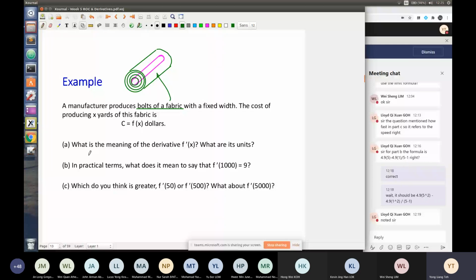So hence, what is the meaning of f prime x and what are its units? So basically you want, what is the derivative, c prime or f prime? So this cost, right, is dollars. X is yards. Any guesses? What is the meaning of f prime in this case? No guesses?